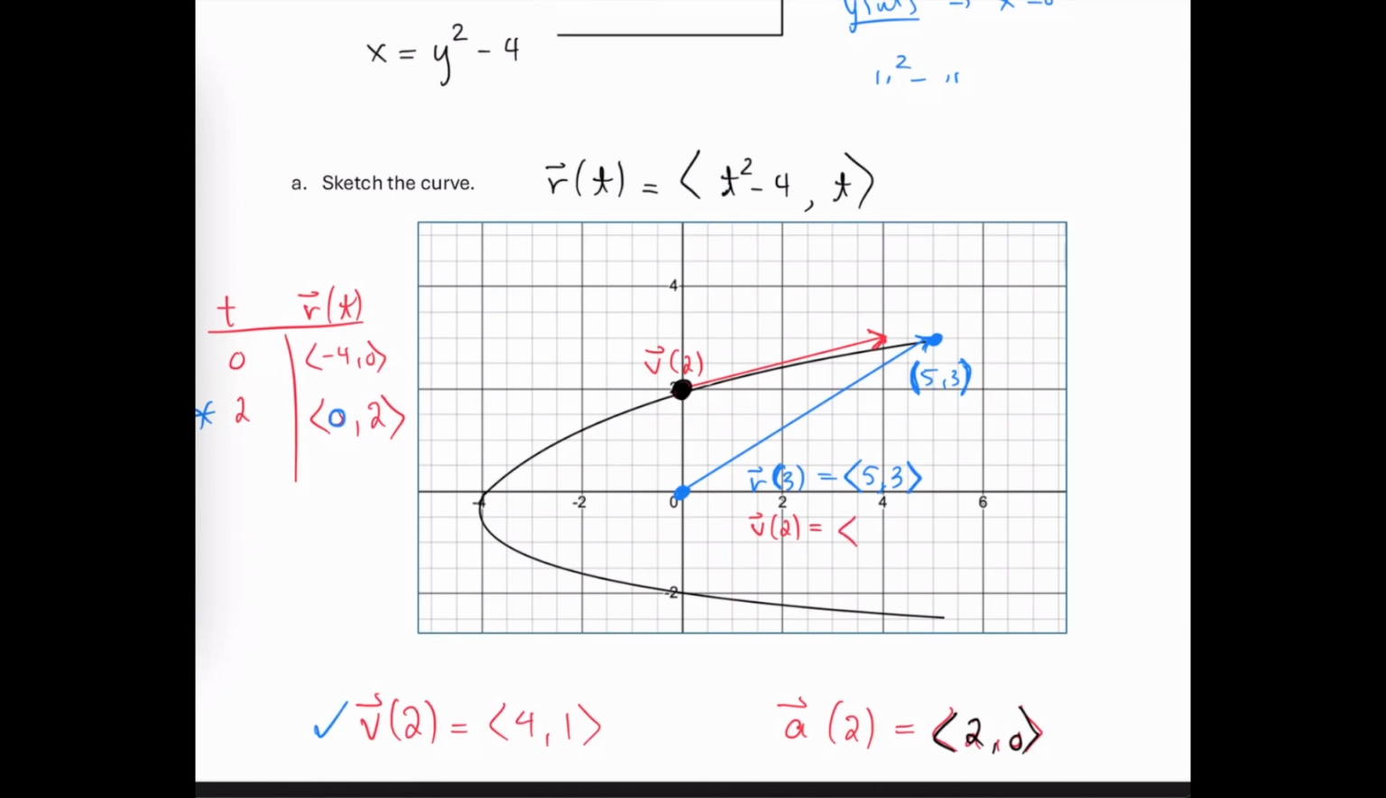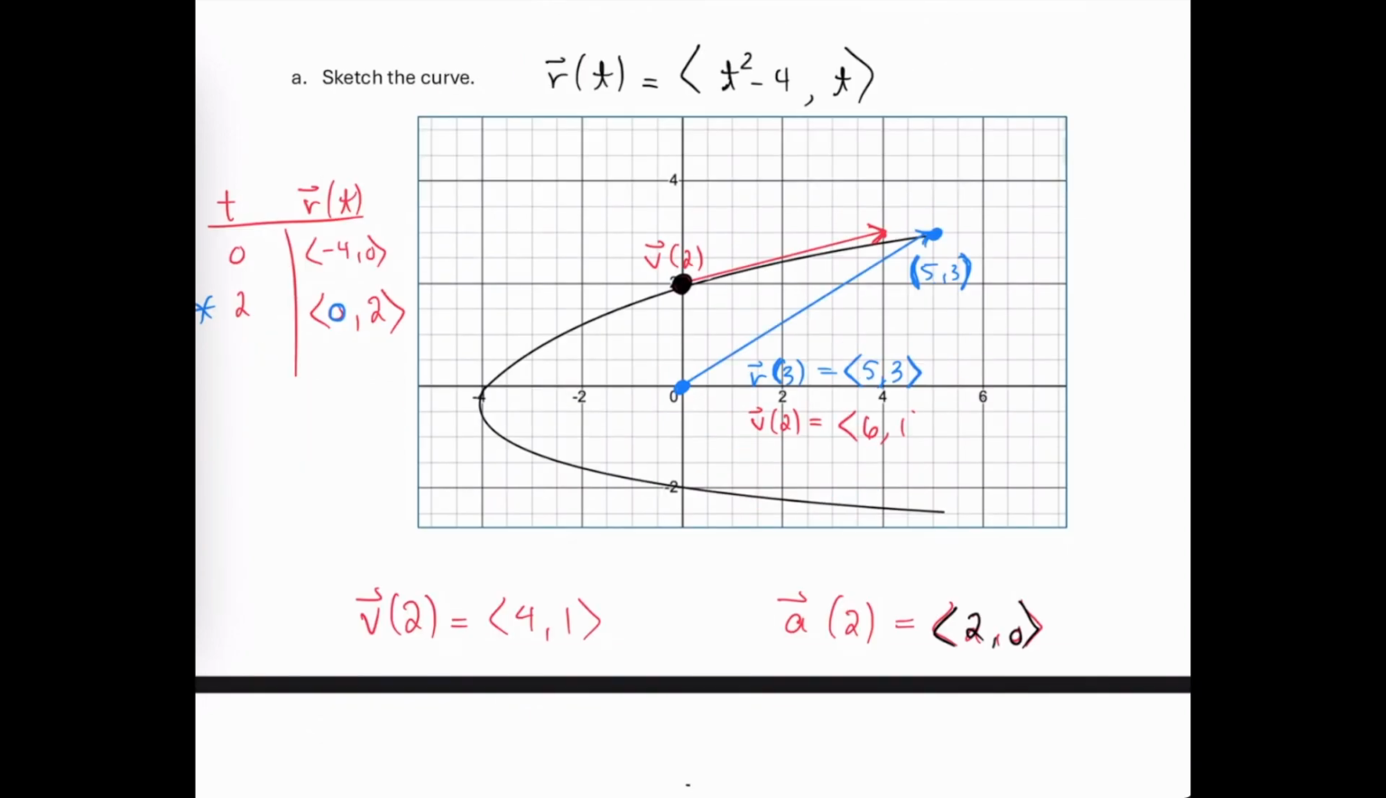Plugging 3 into the velocity vector gave us the vector 6, 1. Let's graph that initiating at the position of the particle at that time, and we're going to move 6 in the direction of x and 1 in the direction of y. I'm almost off the screen, but what we can tell here is that this velocity vector is longer than the first one. It doesn't really look like it here because I've run out of screen space, but it should be a longer vector. And I know that because the acceleration vector is pushing that particle in the same direction that it's traveling.